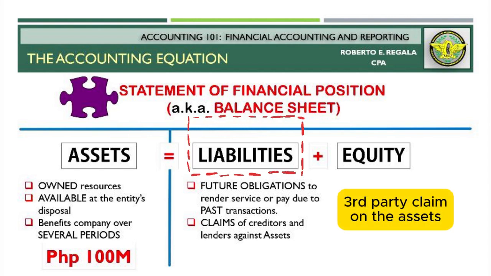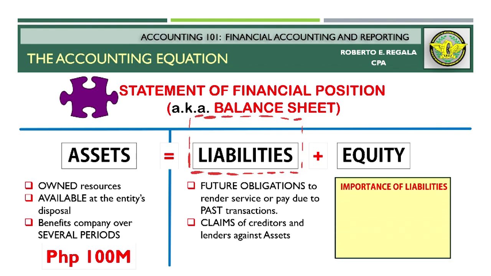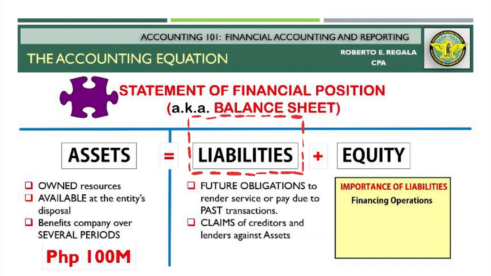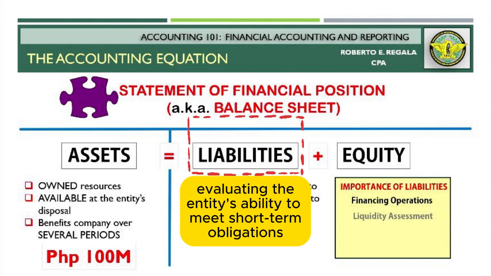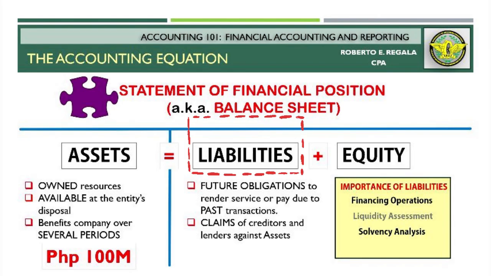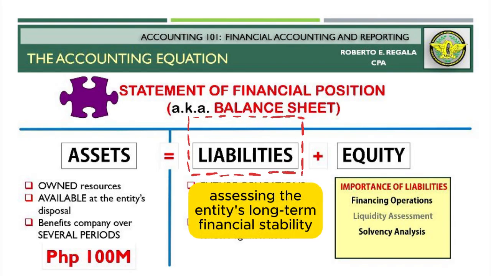Liabilities are used for 1. Financing operations. Many businesses rely on liabilities, like loans or credit, to finance operations and growth. They are also used for 2. Liquidity assessment, which helps stakeholders, such as lending banks and suppliers, evaluate the entity's ability to meet short-term obligations. 3. Solvency analysis. Non-current liabilities help assess the entity's long-term financial stability.